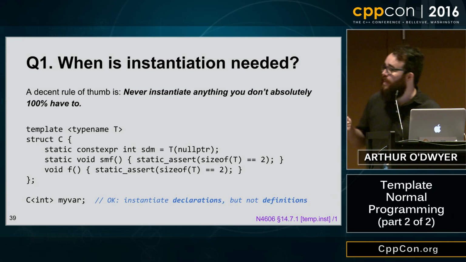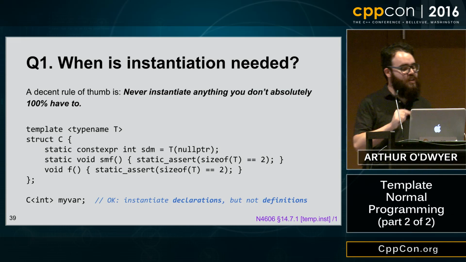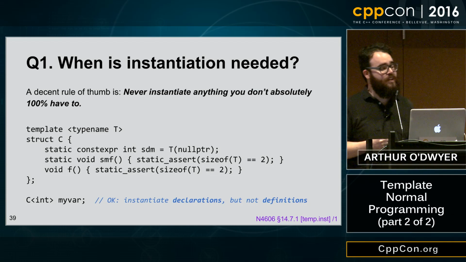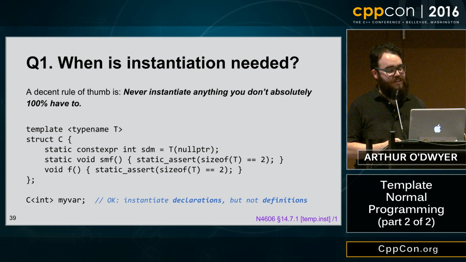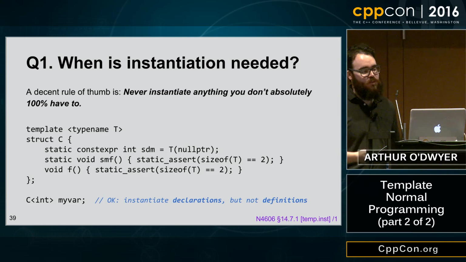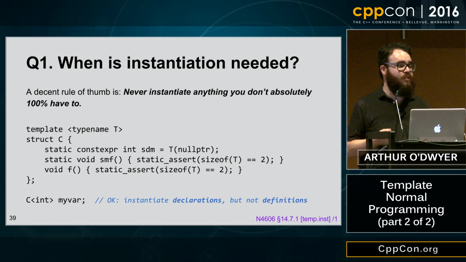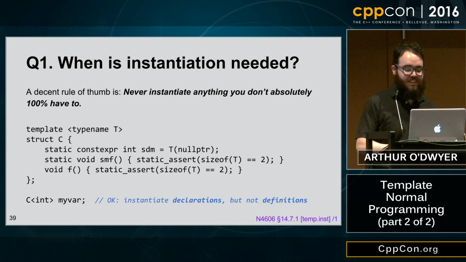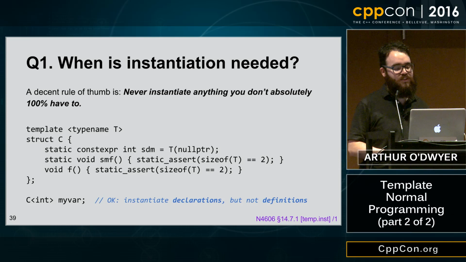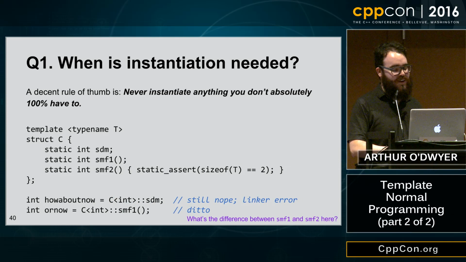But I can still create an object of type C, because here, I don't need to know the definitions of SDM, SMF, and F. All I need to know is their declarations. I need to know the definition of the class, and therefore I need to know the declarations of all its members to find out like which ones take up space and so on. But I don't need to know what they're initialized to. So again, the compiler is applying its rule of thumb, which is never instantiate anything. You don't absolutely 100% have to instantiate.